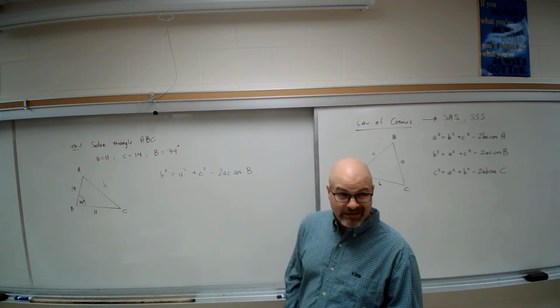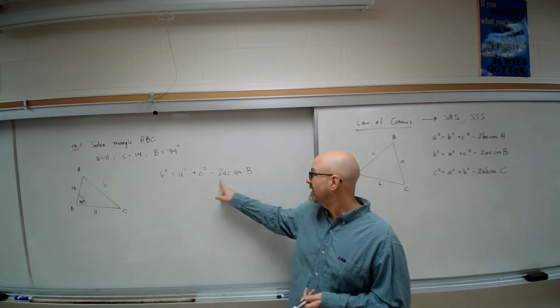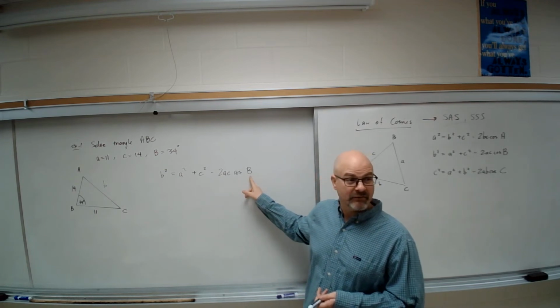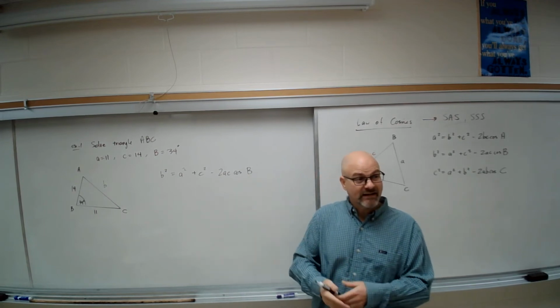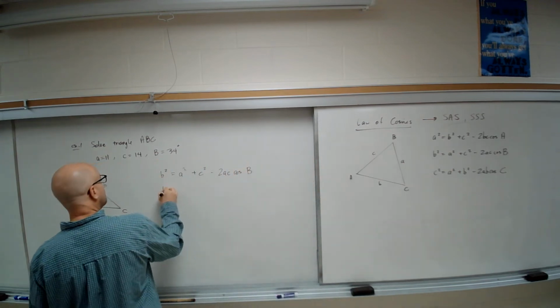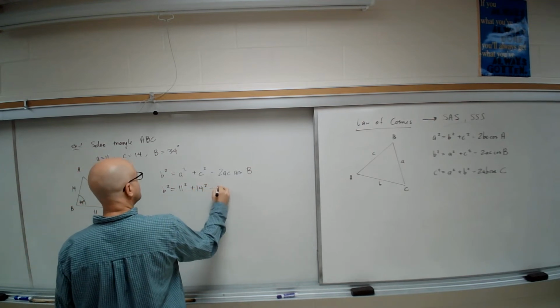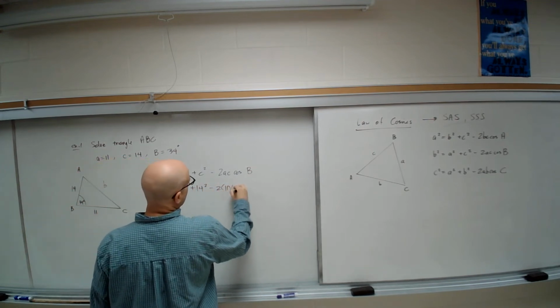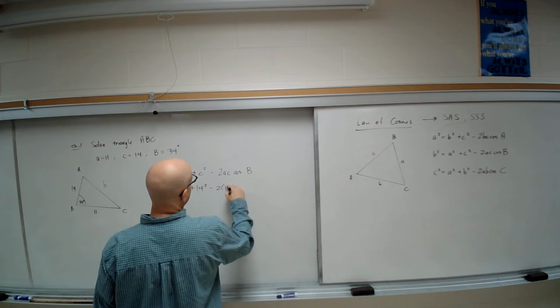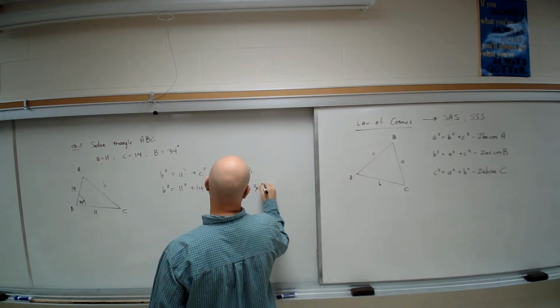So now this is a really nice case here. We really just get to fill things in. We know a, we know c, we know angle b, we fill it in, type it in our calculator, take the square root. That's what you do. So let's see, we get b squared is 11 squared plus 14 squared minus 2 times 11 times 14 times the cosine of 34 degrees.